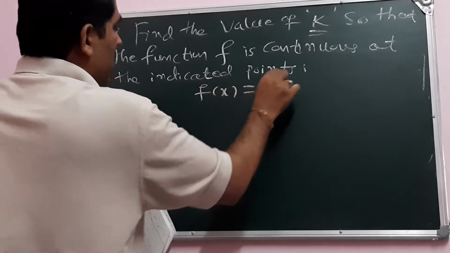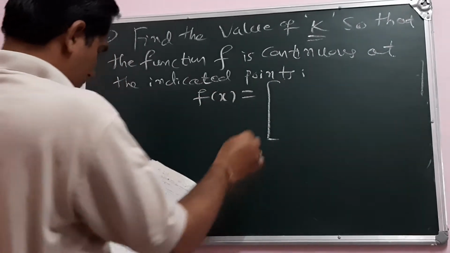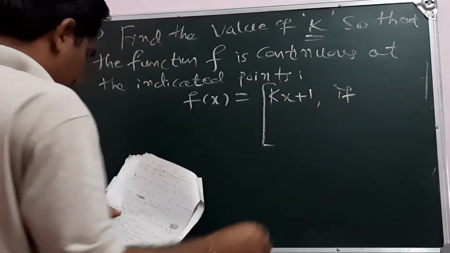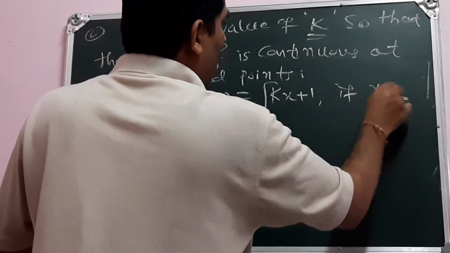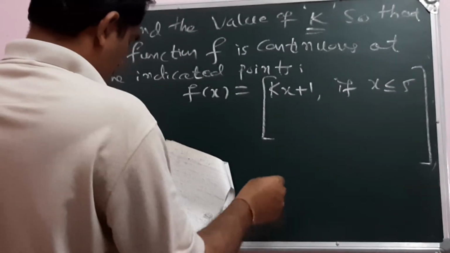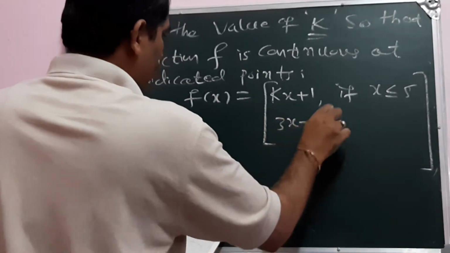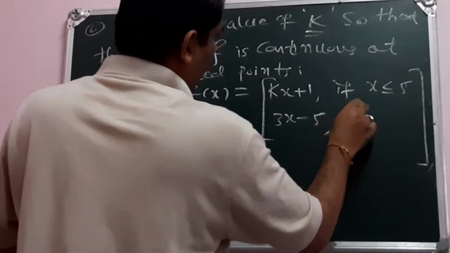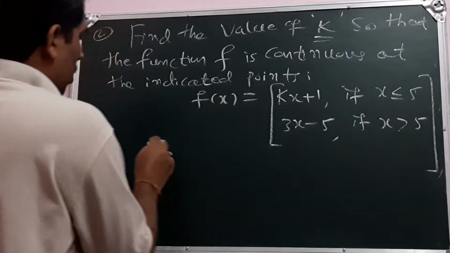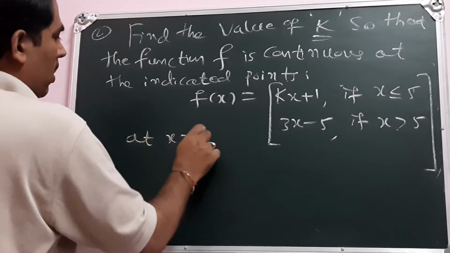See, f of x is equal to, so we write the function as kx plus 1 if x is less than or equal to 5, then 3x minus 5 if x is greater than 5, at x is equal to 5.